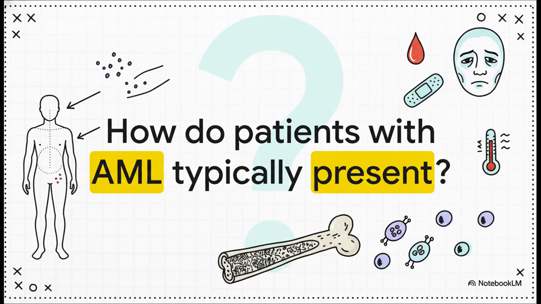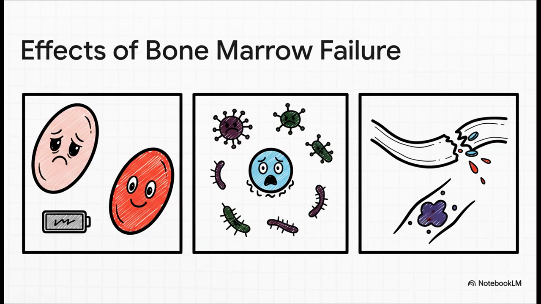Well, the signs are all tied to that classic triad of bone marrow failure. And this slide just lays it out perfectly. It all comes down to this triad of problems. So first, you're not making enough red blood cells. That leads to anemia, which is why patients look pale and complain of just crushing fatigue.